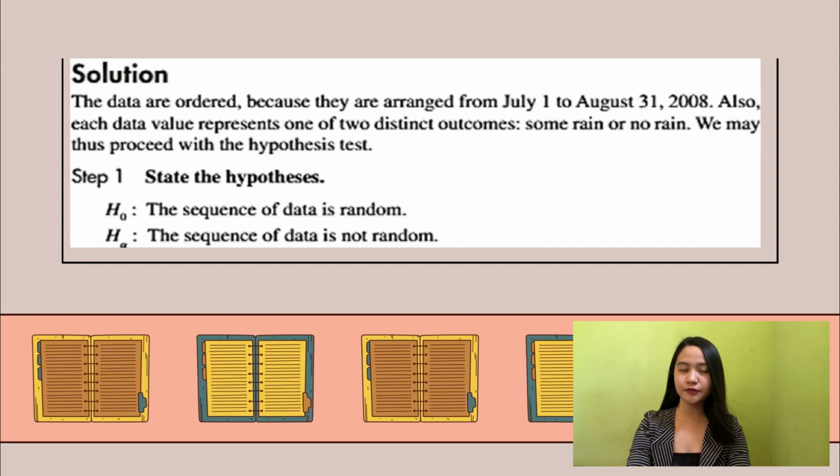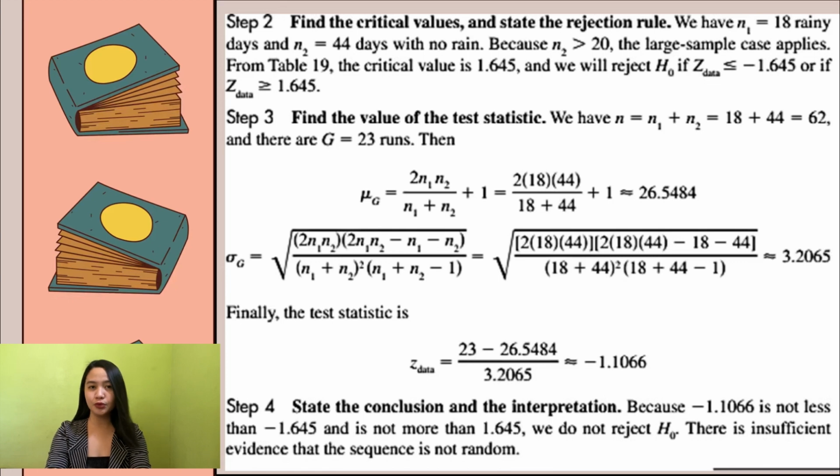So the solution for the given problem is that the data are ordered because they are arranged from July 1 to August 31, 2008. Also, each data represents one of two distinct outcomes, some rain or no rain. So we may thus proceed with the hypothesis test. Step 1 is to state the hypothesis. Our alternative hypothesis is that the sequence of data is random, while our null hypothesis is the sequence of data is not random.